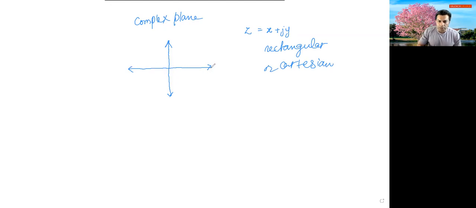So the horizontal axis is the real axis. So you have positive real numbers here. You have negative real numbers on the negative x-axis. And the vertical axis is the imaginary axis. So you have positive imaginary numbers here, positive j. You can represent either positive j or positive i, both are used. And negative j.